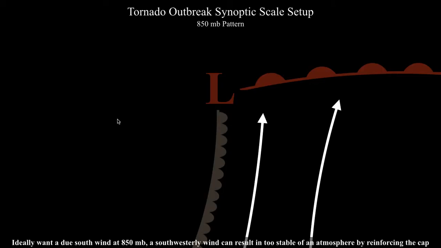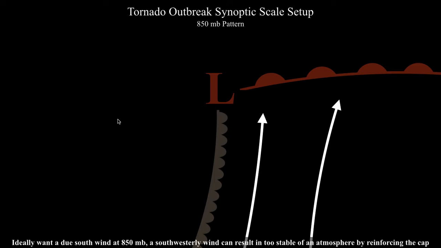And also, another reason, and we'll come back to this a little bit later on, but ideally what you want to have is a due south wind at 850 millibars and a fairly intense wind. So again, we talked about the role of the low-level jet. Ideally, you want a nice 30-plus knot due south wind at 850 millibars, which gives you a low-level jet that is sufficiently strong to produce low-level rotation or the potential to produce tornadoes.